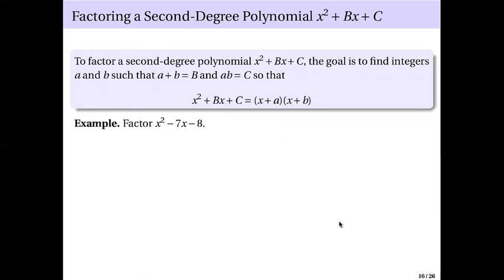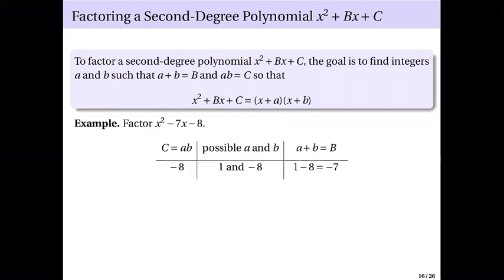Next here. Suppose we have x squared minus 7x minus 8. So capital B, that's minus 7. Capital C, that's minus 8. So again, we need to find possible values for small a and small b such that the product is capital C, and the sum is capital B.